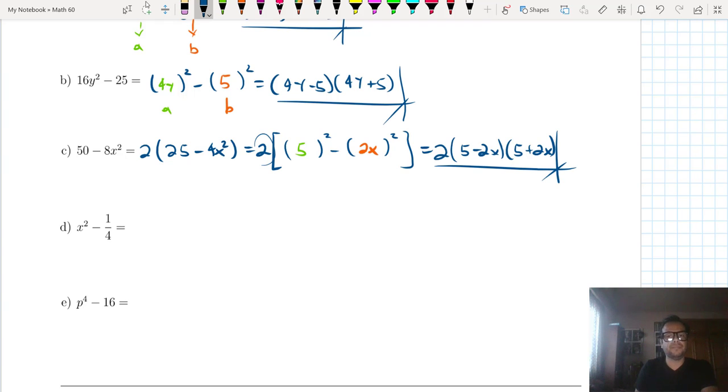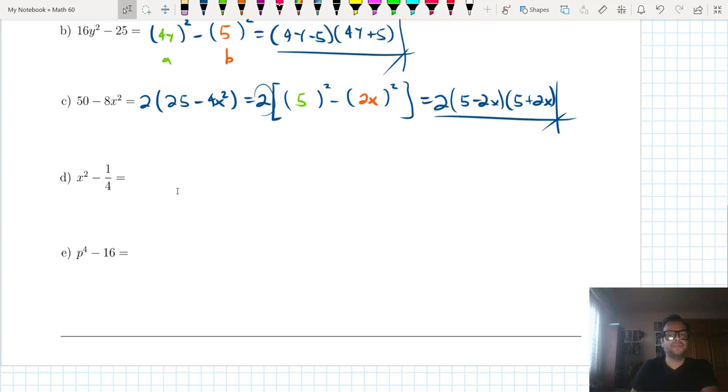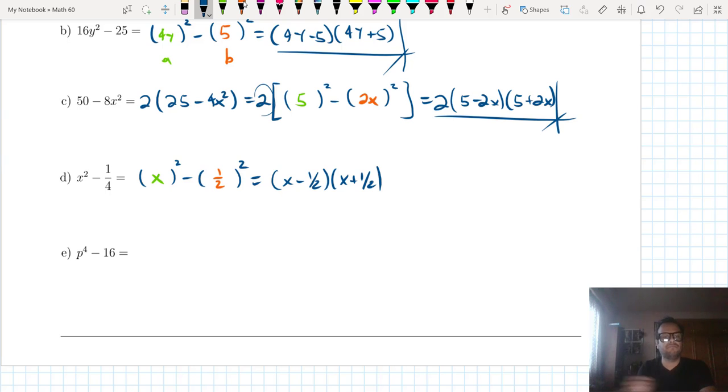Let's do another one. How about this one? Keep doing the same: quantity squared minus another quantity squared. What quantity squared would give us x squared? Simply x. What quantity squared would give us 1/4? That's 1/2. Let's write this in factored form: x minus 1/2 times x plus 1/2. As simply as that.